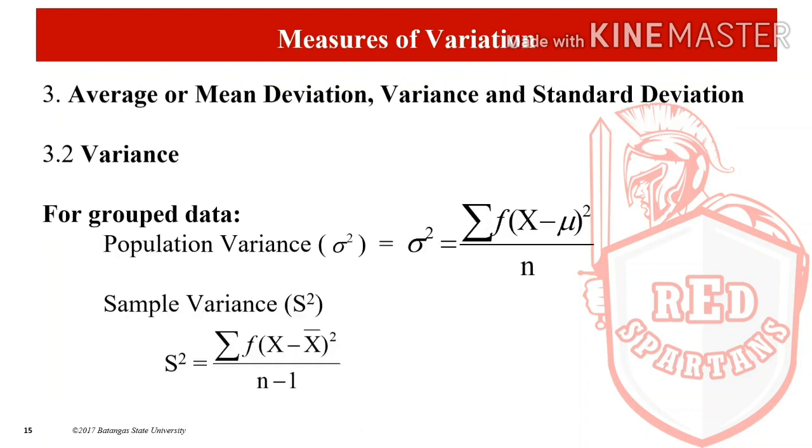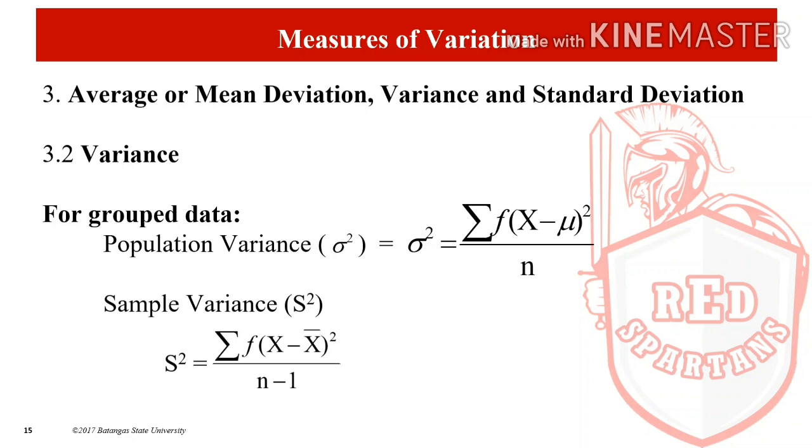Then for variance for grouped data, yan yung ating formula. So, summation of frequency times x minus mu squared over n for population. And for sample, summation of f times x minus x bar squared over n minus 1. So, difference niya is sa denominator.